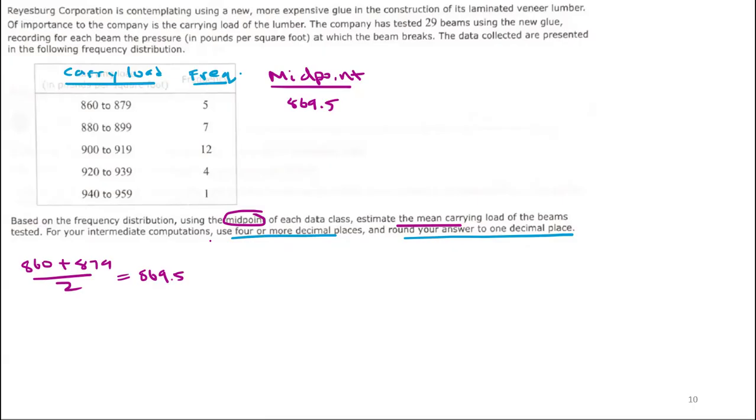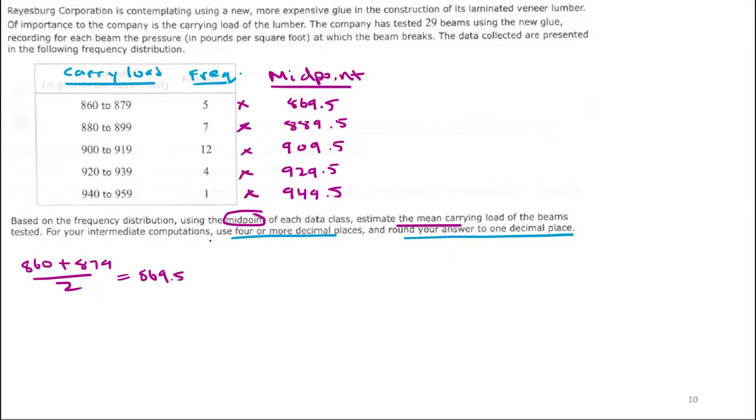Then we're going to do that for every carrying load interval. Okay. So the second one, when we do that, we get 889.5. The third one, we get 909.5. The fourth one, we get 929.5. And the last one, we get 949.5. Okay. So then after we find the midpoint for each of the carrying load intervals, we're going to multiply that by the frequency, because that's telling us how many times it landed within that carrying load. So we're going to multiply these guys.